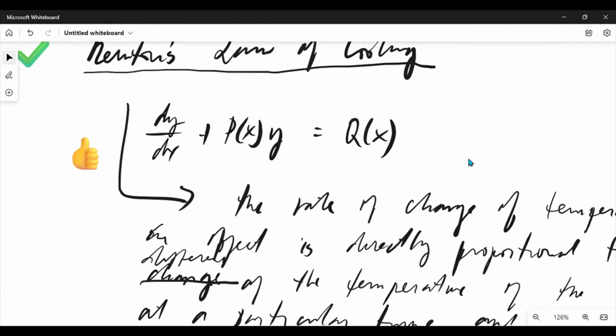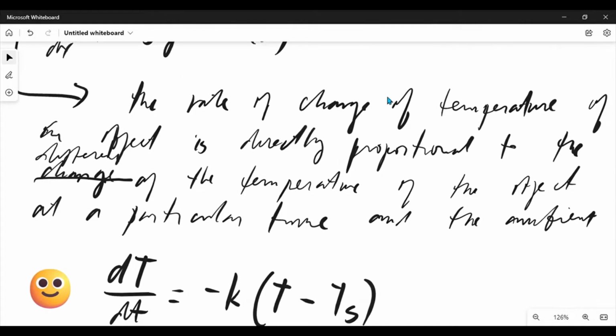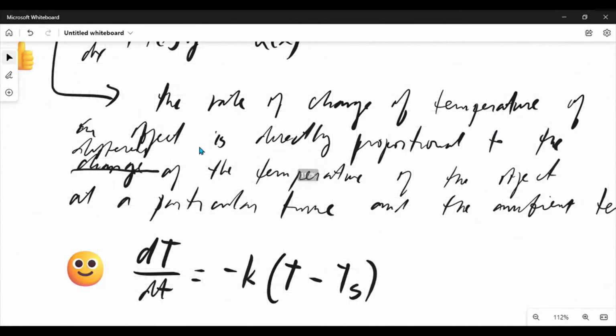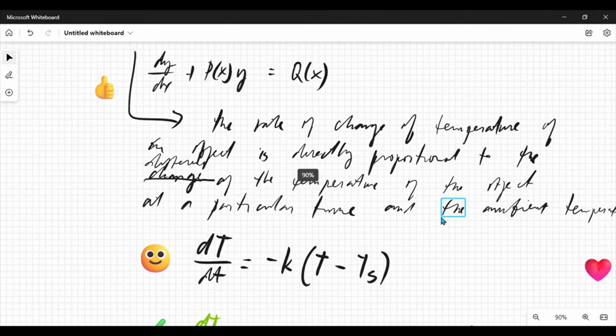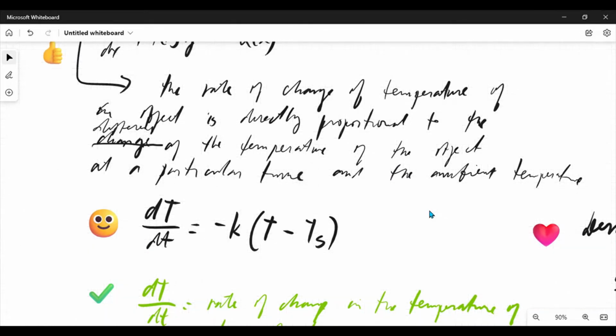Now, let's first define Newton's law of cooling. It says that the rate of change of a temperature of an object is directly proportional to the difference of the temperature of the object at a particular time and its ambient temperature. When we speak of an ambient temperature, we are referring to the temperature of the environment or the temperature of the surroundings.